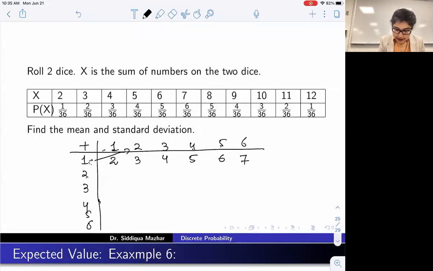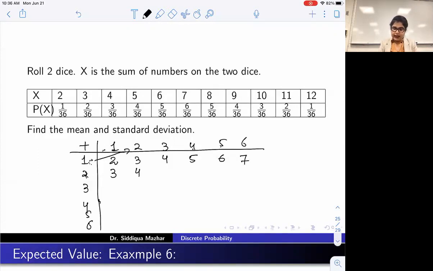Second row, this is 2. Again, you are taking 2 with 1, 2, 3, 4, 5, 6, adding and then writing in that row. So this is what I'm doing. 2 plus 1 is 3. 2 plus 2 is 4. There is a reason I'm making this table. For this question, you don't need to make it because you just need to find the mean and standard deviation. I'm writing this table because I need it for my next question. So this is why I'm writing it down, to show how you find all these values.